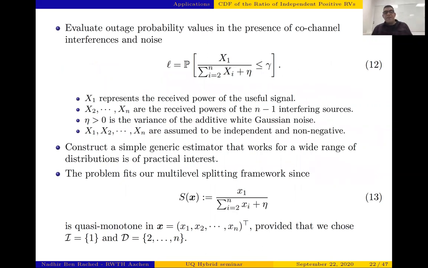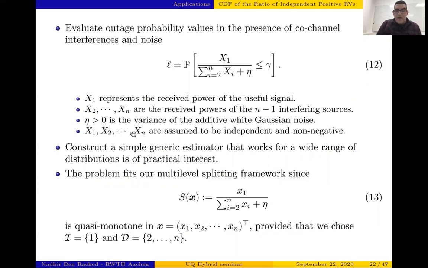The second application is the ratio of independent positive random variables, given in equation 12. Again, this serves to compute some outage probability when we have interference. X1 is the useful signal, the signal that the user sent, for instance, to the base station. X2 to Xn are the interference coming from different sources, and eta is the variance of the additive white Gaussian noise. This quantity is known as the signal to interference plus noise ratio.